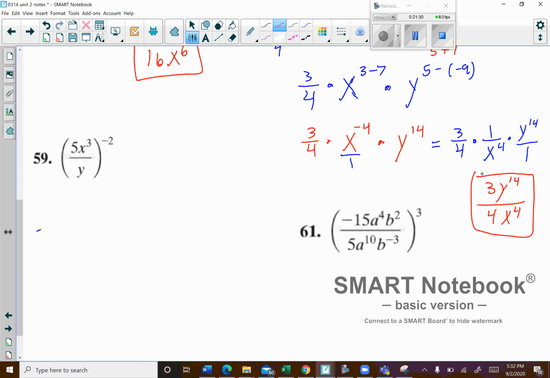So that one was a little challenging, right? It wasn't too bad, but there was quite a bit going on. And so I would just break it up in smaller pieces.